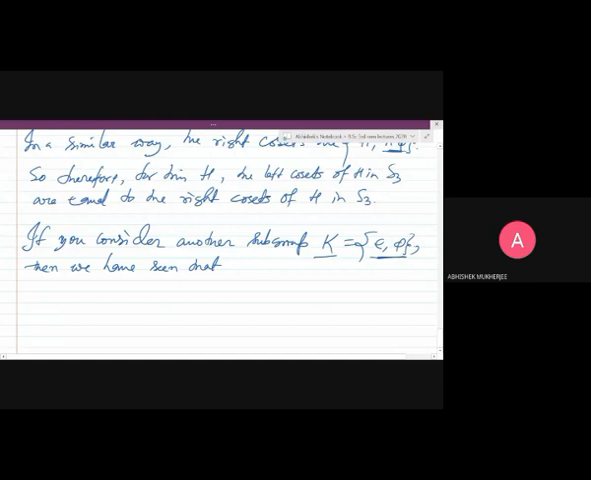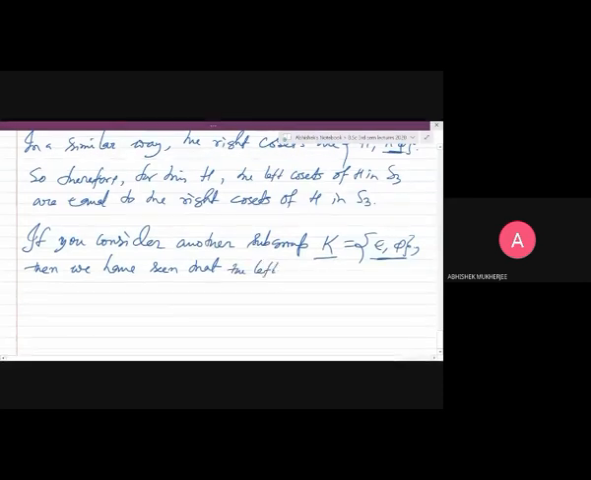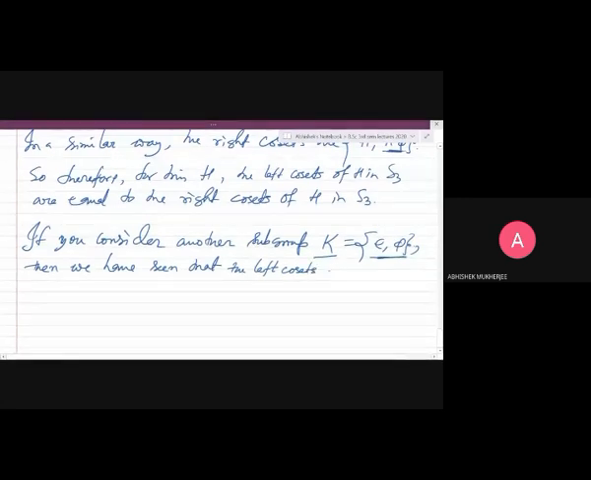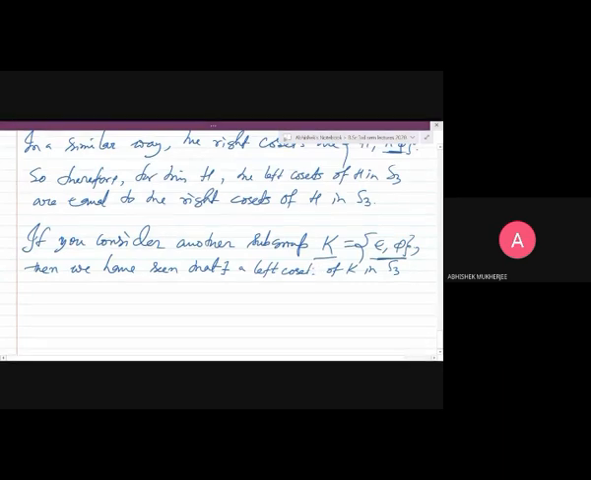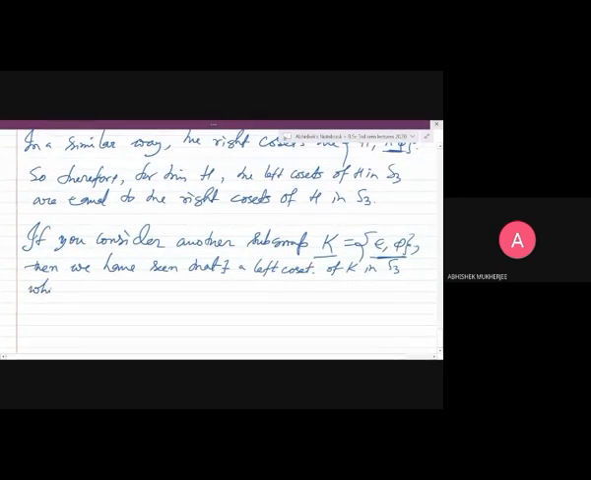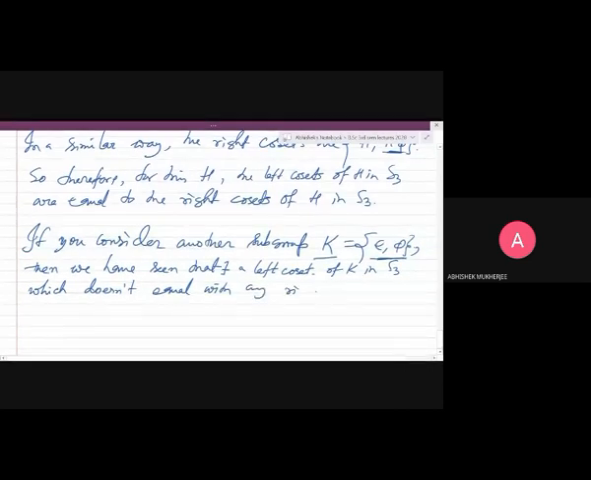Look at this subgroup. When we computed the left cosets, we have seen that the left cosets of K in S3 include a left coset of K in S3 which doesn't equal any right coset of K in S3.